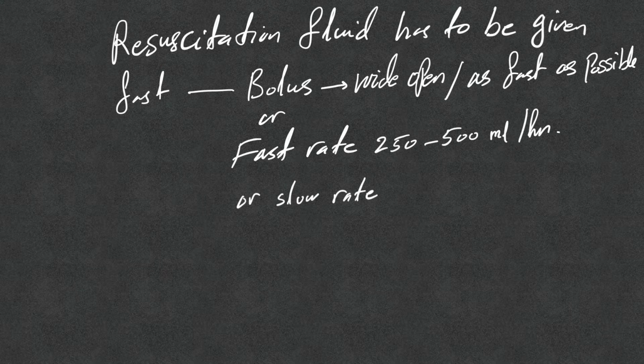Resuscitation fluid has to be given fast. Bolus, which means wide open as fast as possible, or a fast rate of 250 to 500 ml per hour. And these are mainly for hemodynamic instability. You have to give it as fast as possible. Now, in some cases you may go to a slower rate.